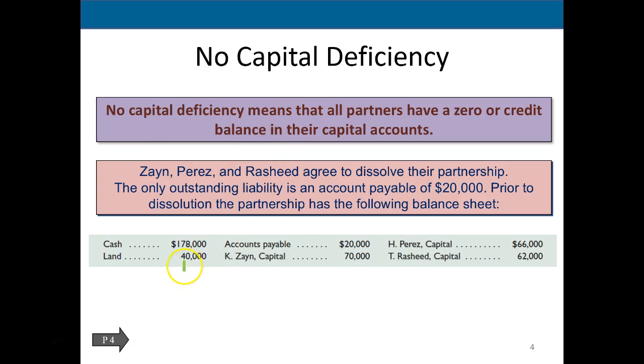First, we want to sell this land because that land we may not receive 40,000 for it. We may receive more. We may receive less. We've got to sell that out. We've got to recognize the gain. We have to allocate that gain to the partners in accordance with their income ratios.